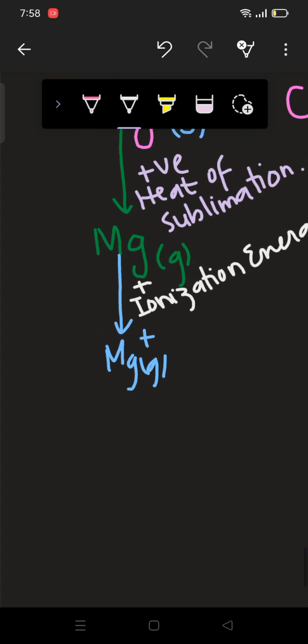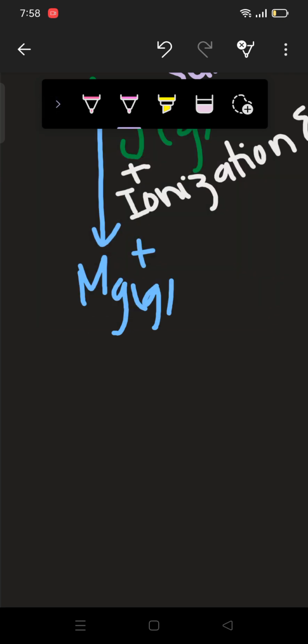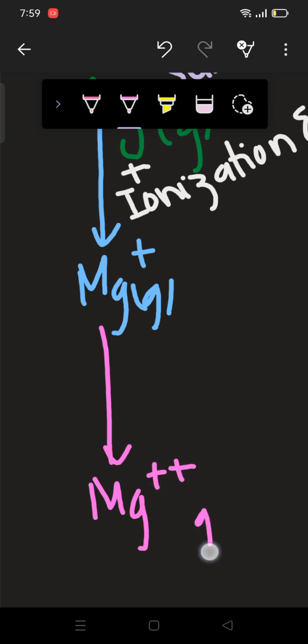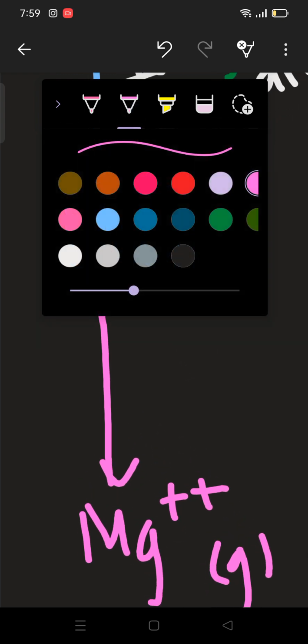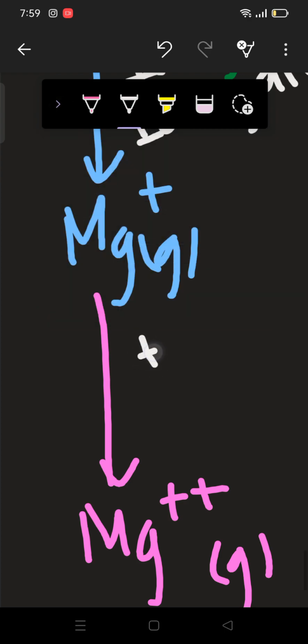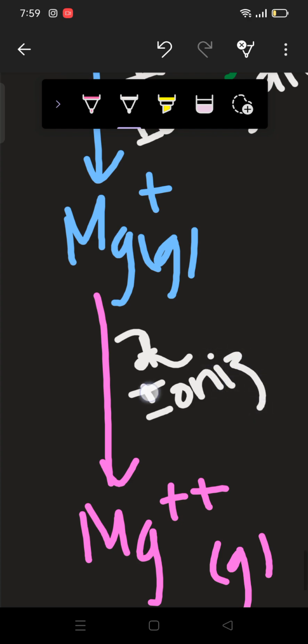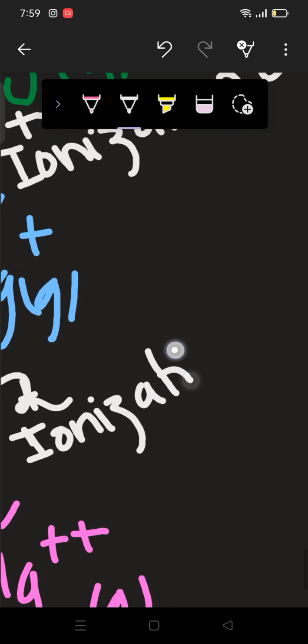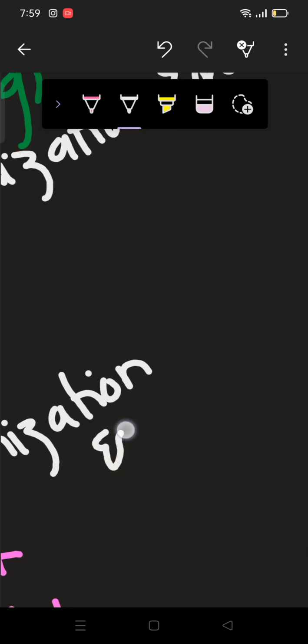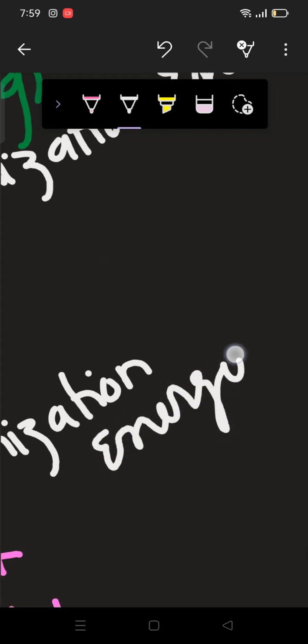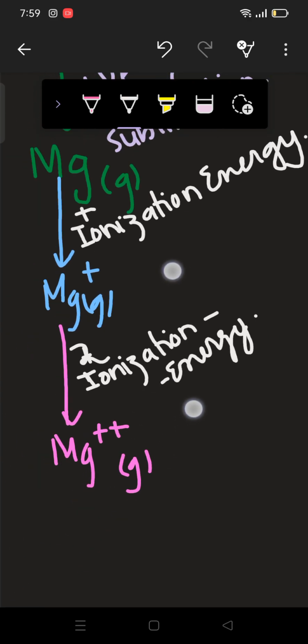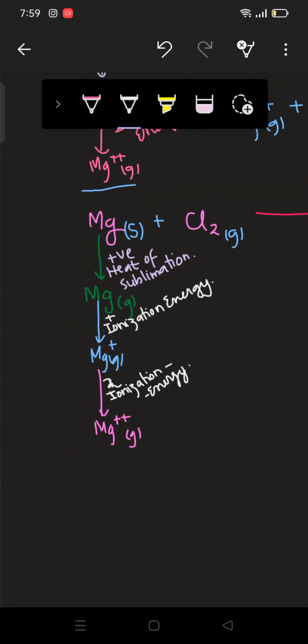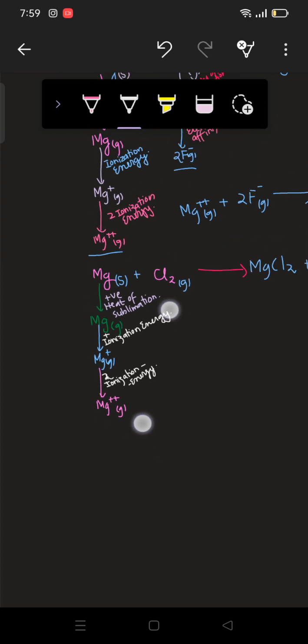We know that Mg's electrovalency is 2, plus 2, which means one more electron would be removed from here. So Mg double positive in the gaseous form, which means here I need to give the second ionization energy. Now we have found Mg double positive in the gaseous form.